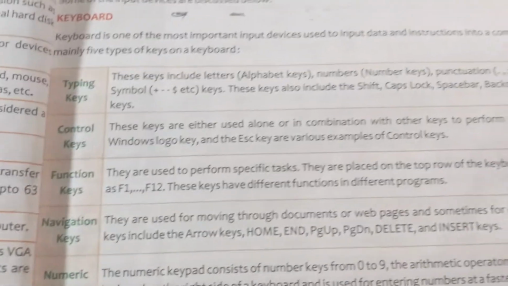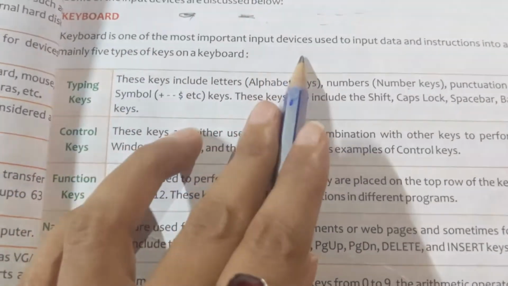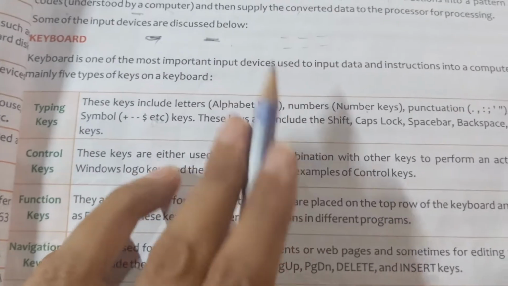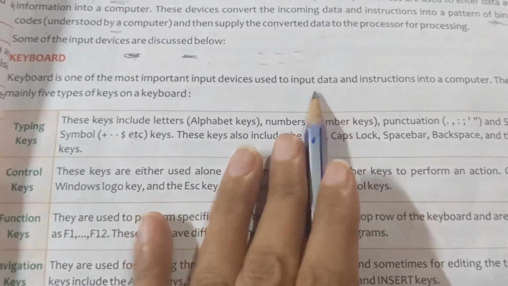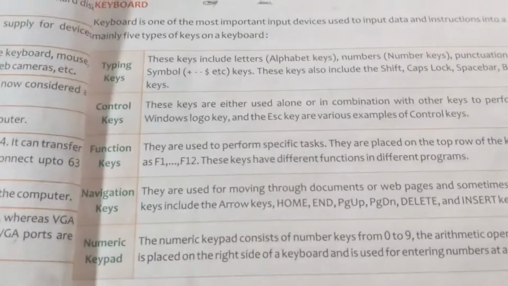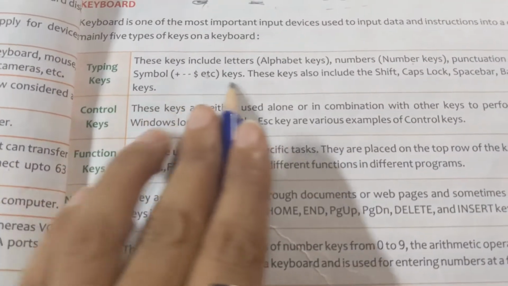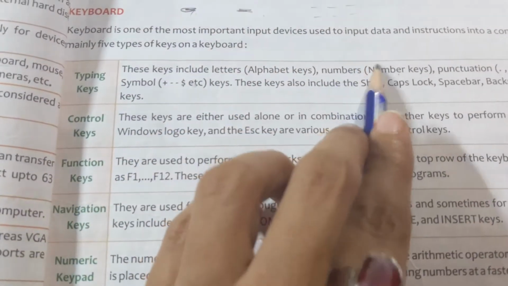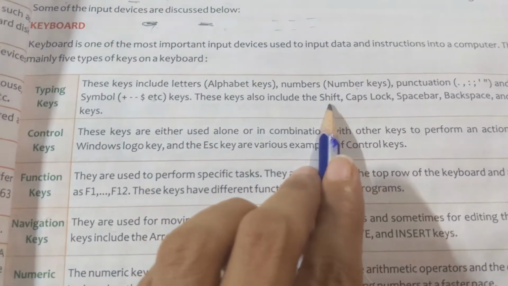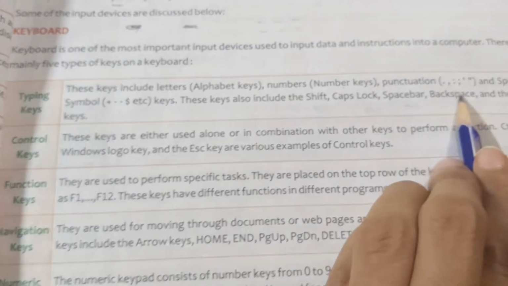Now we have a keyboard, number one device. It is one of the most frequently used input devices. That means why we are using this? To input data and instruction into the computer. So there are 5 types of keys available in the keyboard. Number one is typing keys. These keys are alphabet keys, number keys, punctuation keys, shift key, caps lock key, spacebar key, backspace key.